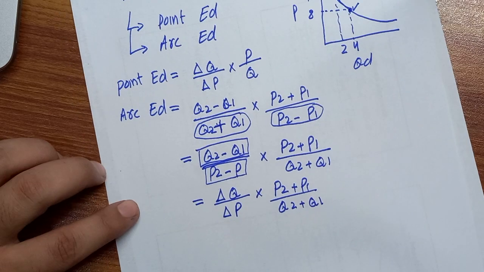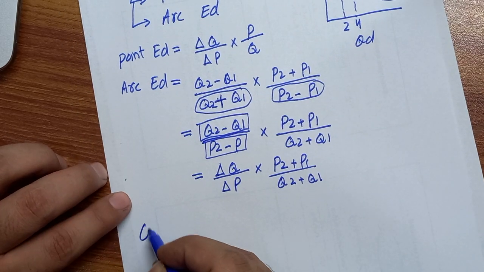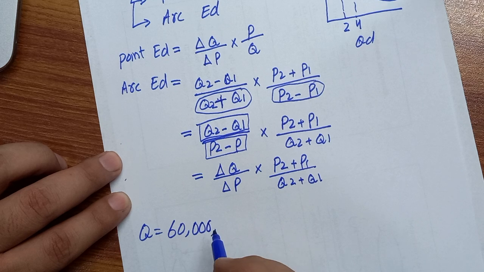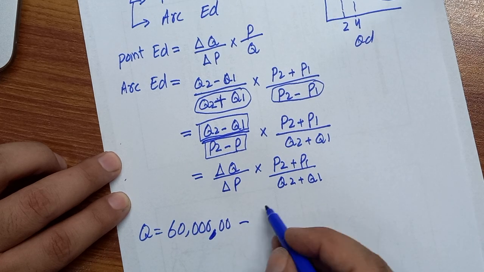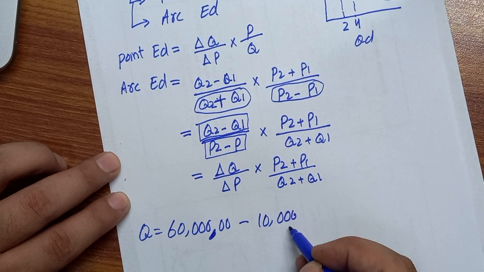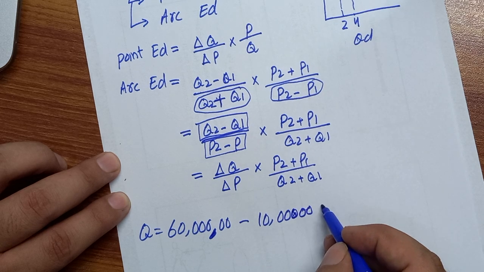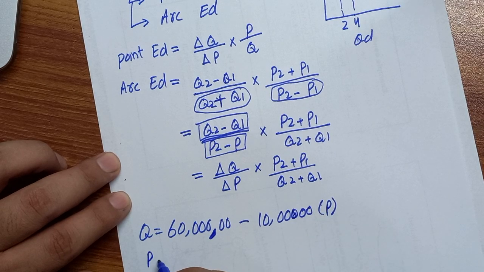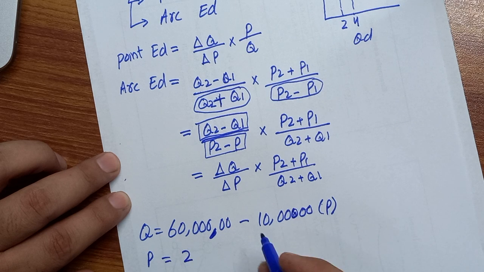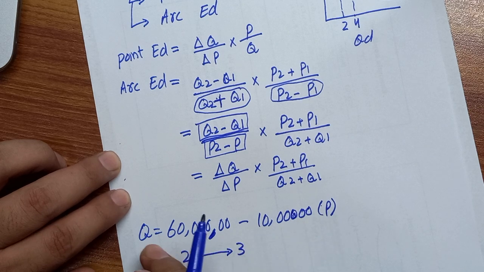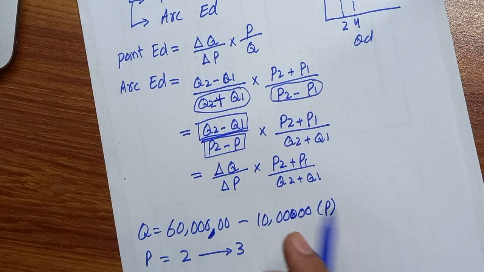Now we have an equation, and the equation is quantity 6000 and 0 minus 100 and we have P here, and they say that the price is 2, and if we change the price from 2 to 3, what happens to the quantity of demand? This is QD.